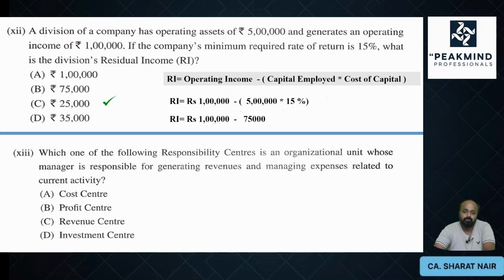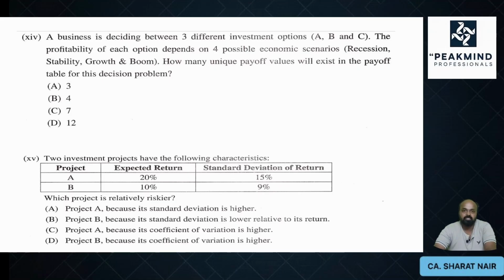Next, which one of the following responsibility centers in the organization is a unit whose manager is responsible for generating revenue and managing expenses related to current activity? Various options are given. Now see here, where the responsibility of both the revenue and expenditure is with one person, that is what is your profit center. So the correct option is profit center. Moving to the next MCQ.